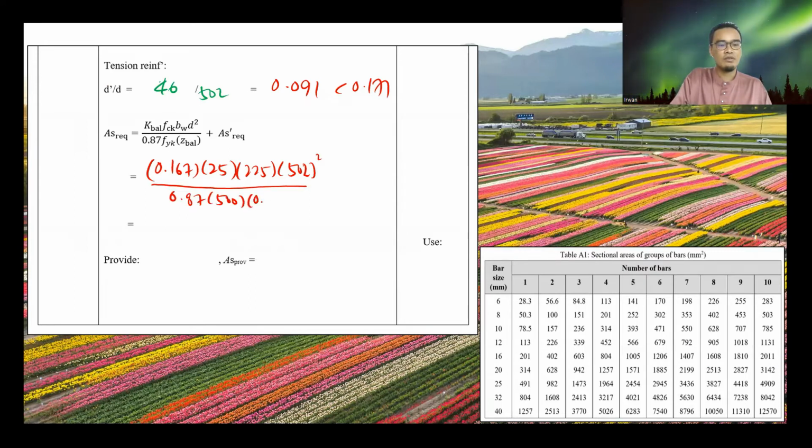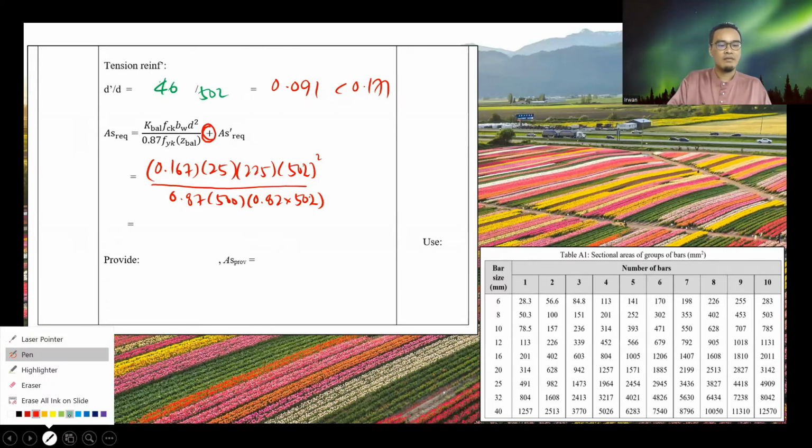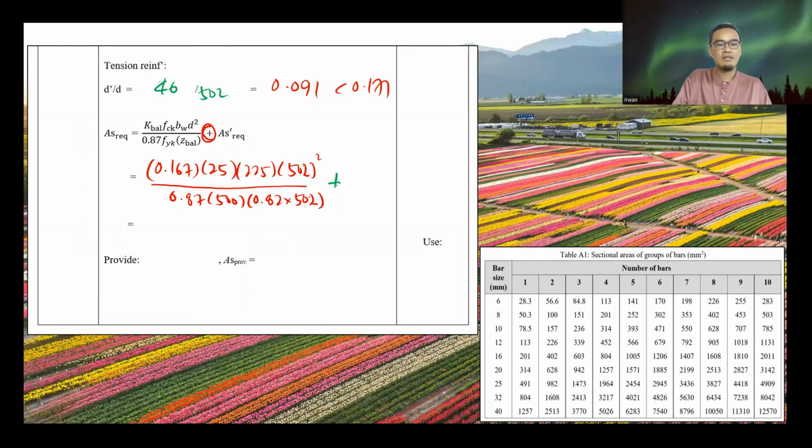Z balance is equal to 0.82 D. Our D is 502. But please, this one, you plus, you have to plus with the AS prime required. So this one you plus 64.3. Okay, 64.3. While you're using your calculator, please don't miss this part. Okay, 64.3. So any answer?